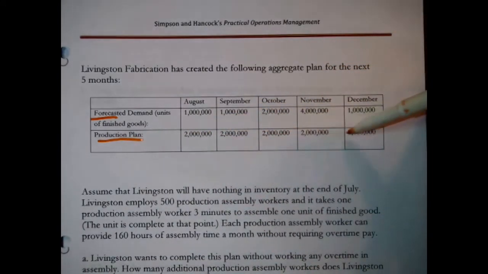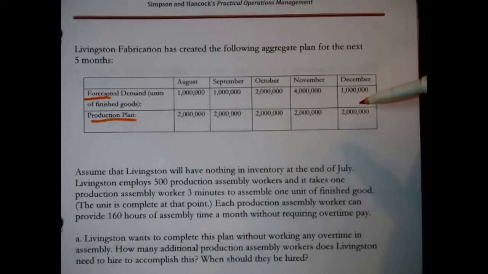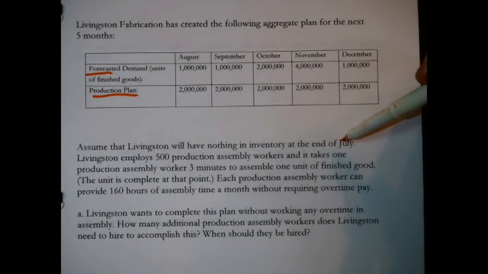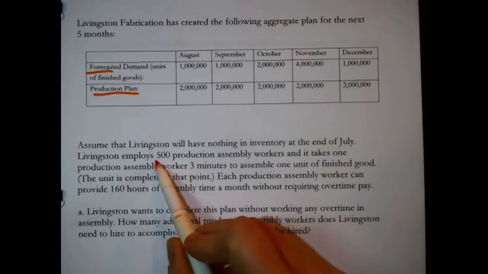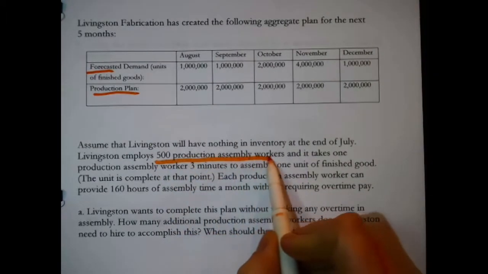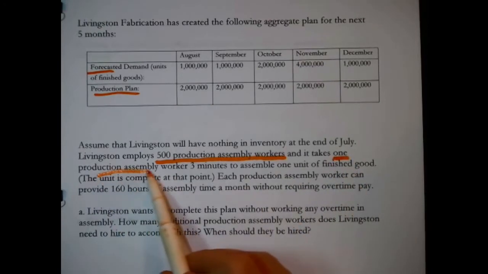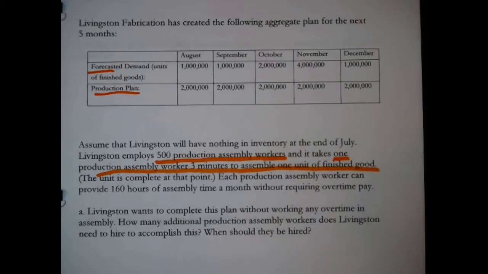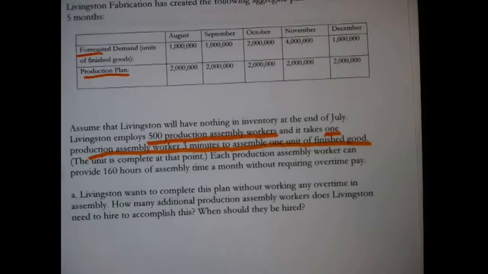They're going to produce the same amount each month, also known as a perfectly level aggregate plan. All right. Assuming that Livingston will have nothing in inventory at the end of July. Livingston employs, now here's some interesting information, 500 production assembly workers, and it takes one production assembly worker 3 minutes to assemble 1 unit of finished good. The unit is complete at that point. Okay, good to know.